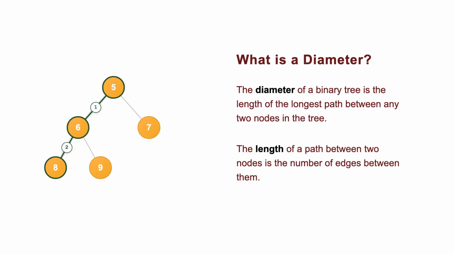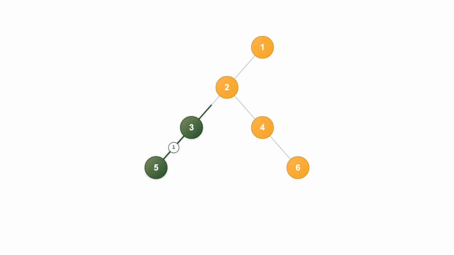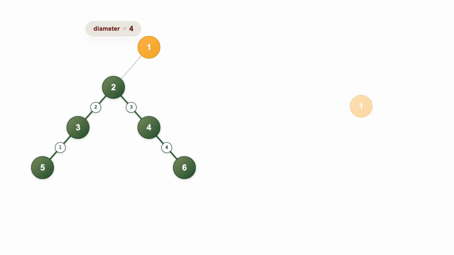So the path from node 5 to 8 has length 2. In this tree, one possible longest path is 8, 6, 5, and 7, which gives us a diameter of 3. 9, 6, 5, 7 would also produce the same diameter. Here is another example. The longest path is from node 5 to node 6, giving us a diameter of 4. Notice how the root node 1 is not part of the diameter at all. For a single node, the answer is 0.